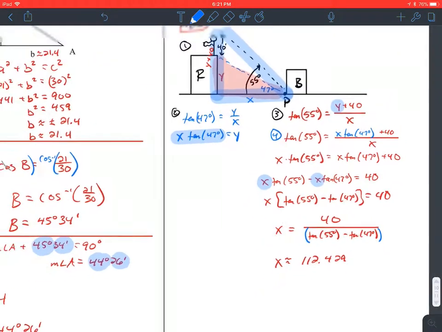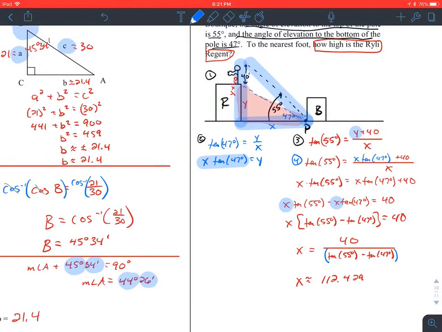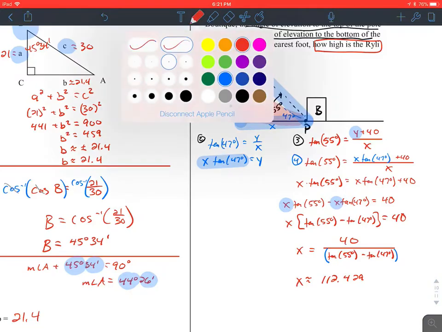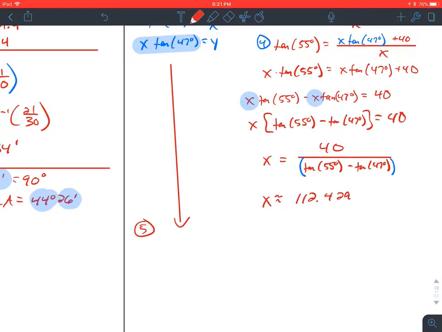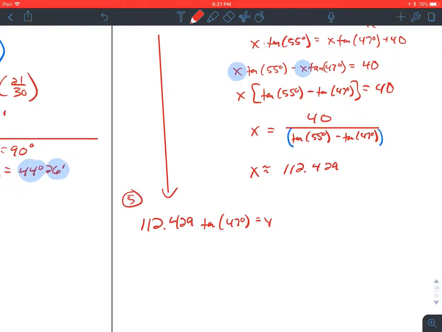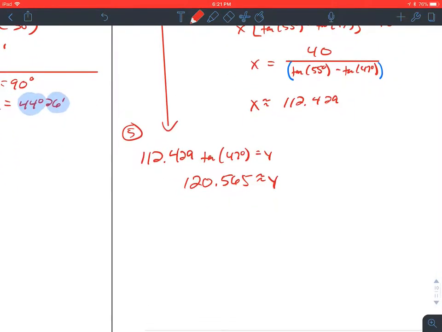See if we answered the question, even though I've already told you we haven't. To the nearest foot, how high is Riley Regent? Riley Regent is Y. We don't know what Y is. We found X. Step 5. We're going to take the equation X tangent of 47 degrees and replace X with 112.429. Put that in your little calculator and smoke it, and you're going to get 120.565 is Y.